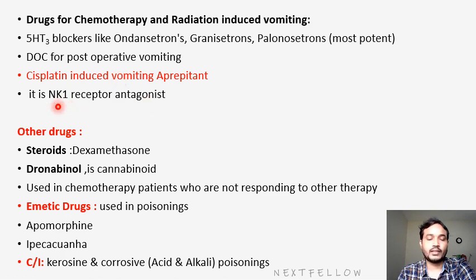Next, other drugs used as antiemetics are steroids, like dexamethasone. Next, dronabinol. It is a cannabinoid analog used in chemotherapy patients who are not responding to other therapies. That means those who are not responding to the 5-HT3 blockers like ondansetron, granisetron, and drugs like cinnarizine. In those patients we will use dronabinol, that is a cannabinoid.